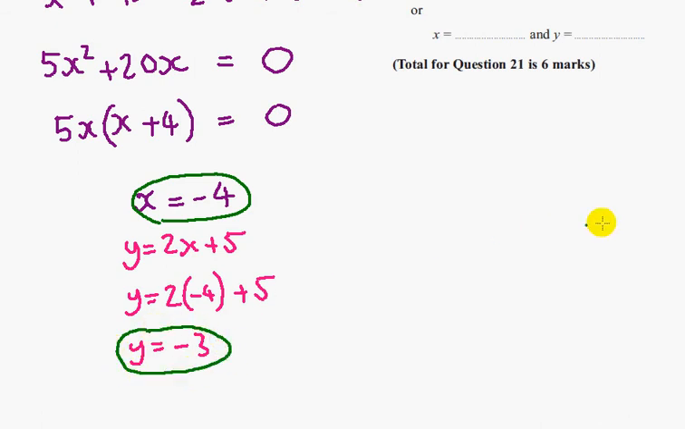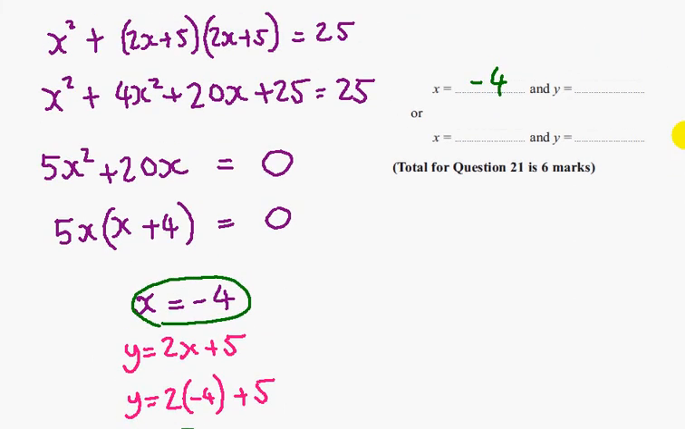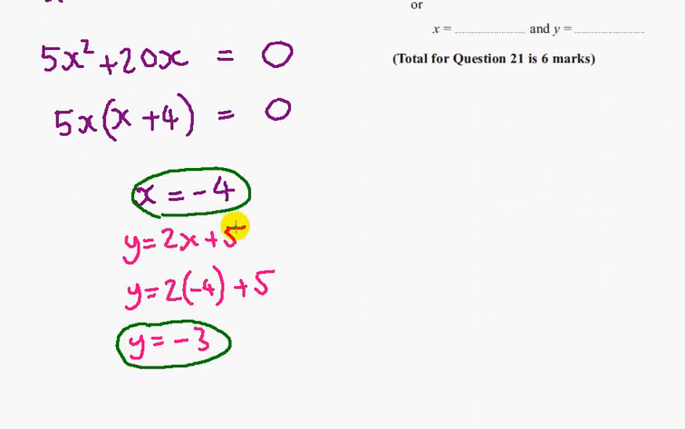I'm going to write that into my answer line first of all. That's one of the solutions. x is minus 4, y is minus 3. Now the other solution, which I will write over here, is if this part here was 0. Because if this was 0 here, then the whole thing would be equal to 0. So if x times 5 is to make it 0, then x would have to be 0.